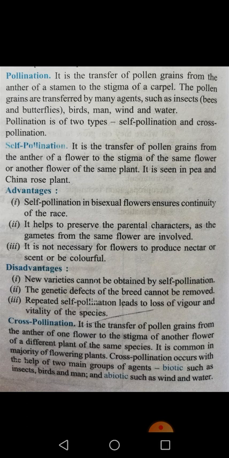Now I am coming to the next point, cross pollination. Cross pollination means transfer of pollen grain from the anther of one flower to the stigma of another flower of a different plant. Here the flowers are different and the plants are different. That is, pollen comes out from the anther of one plant and lands on the stigma of a flower of another plant, meaning the transfer of pollen from the anther of one flower to the stigma of another flower of a different plant. And it is more common in most flowering plants.